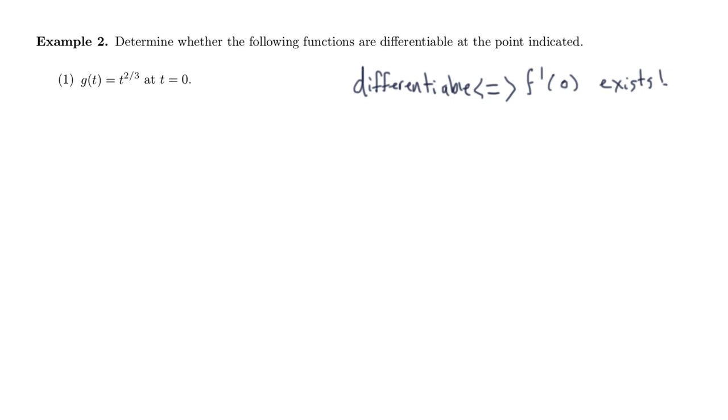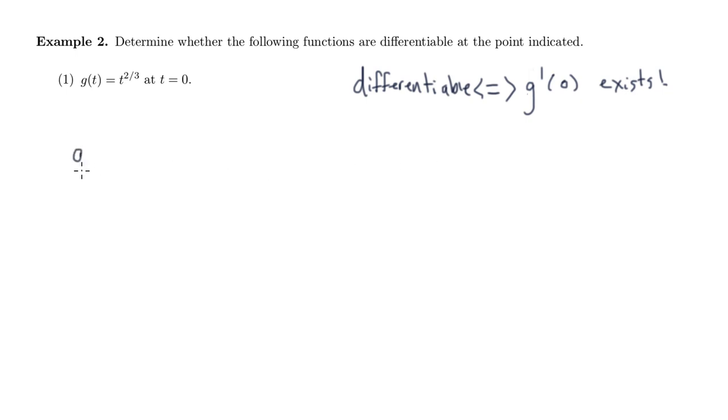I guess I should say g here, right? Because it's actually g, not f. And you'll see as we go along, we'll start mixing up the notation. We'll use different letters for independent variables, dependent variables, because in different contexts you use different variables. So here we're using g of t, so maybe t represents time or something like that. So for g of t, we want to know whether or not g prime of 0 exists.